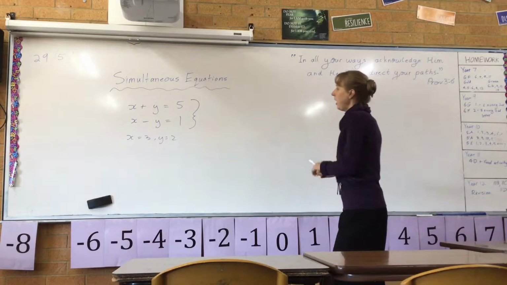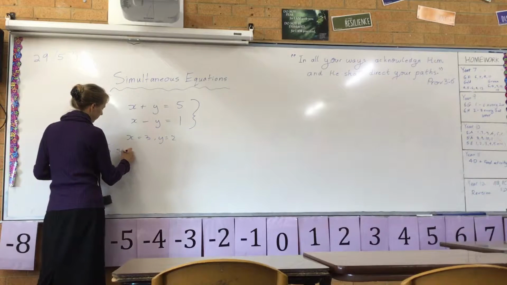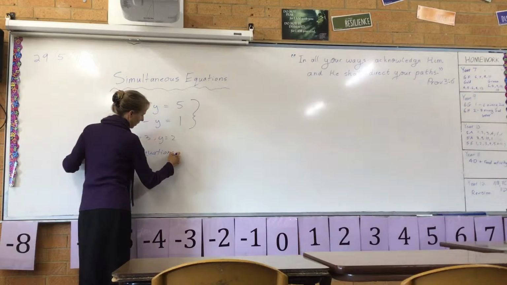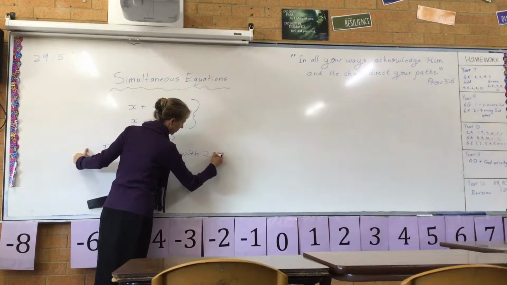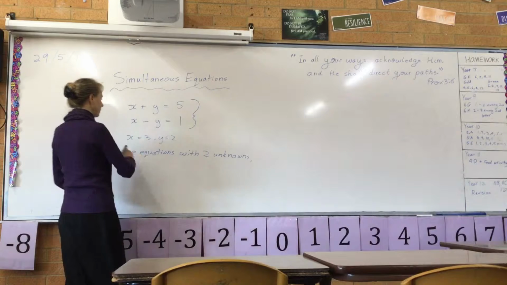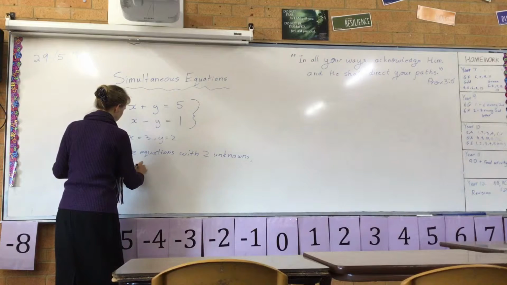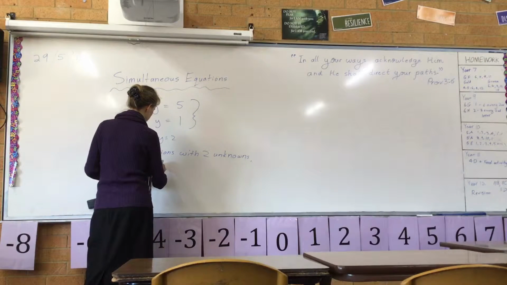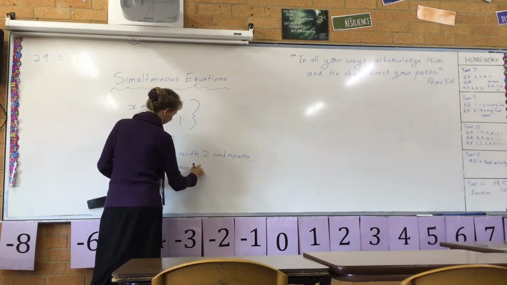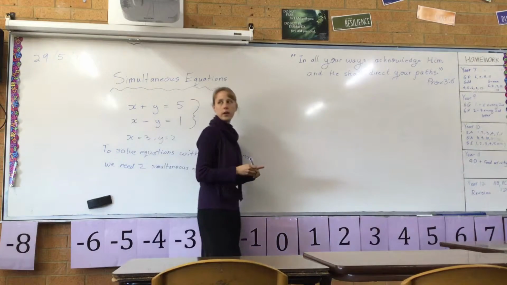So we're going to do that in a moment, but I just want you to write down: to solve equations with 2 unknowns, we need 2 simultaneous equations. Okay.